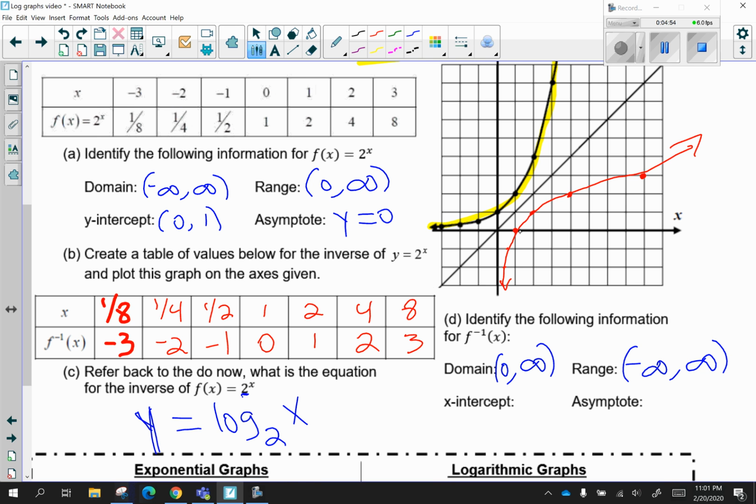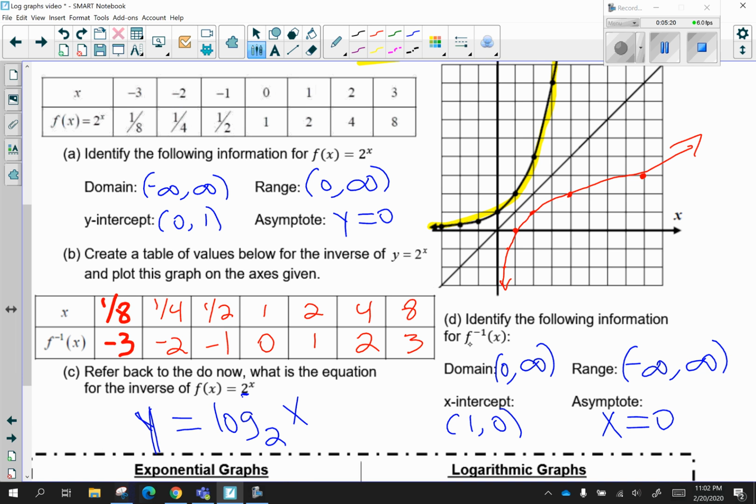The x-intercept looks like it crosses right here. When x is 1, y is 0. And an asymptote. Now this line looks like it keeps going down, but instead of a horizontal line, it looks like we have this vertical line of x equals 0. Let's compare the information to the exponential function.